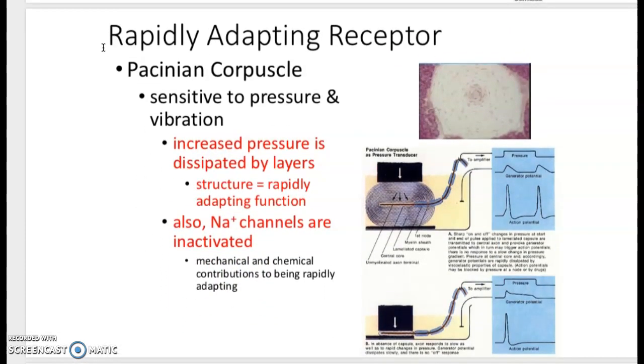So an example of a rapidly adapting receptor is the Pacinian corpuscle. If you remember way back to the first unit, it looks like this, wrapped around a little sensor here that senses pressure, vibration. These adapt very quickly. So for example, if you lay down and you put your blanket over you, right away that pressure you're able to sense, but after it's there for a couple seconds, you don't really notice that pressure anymore.